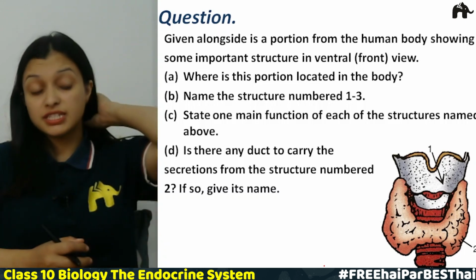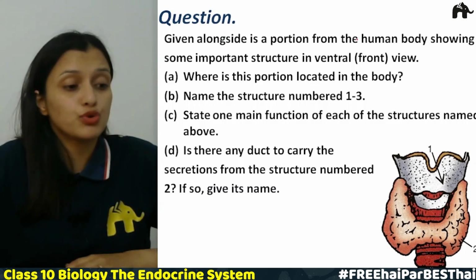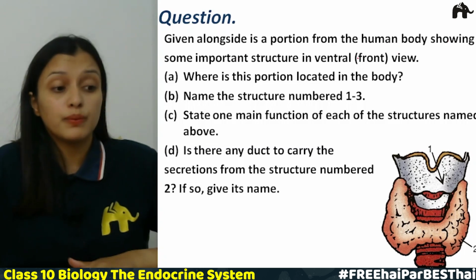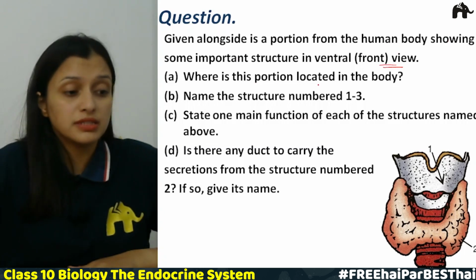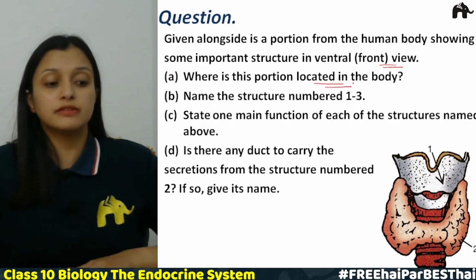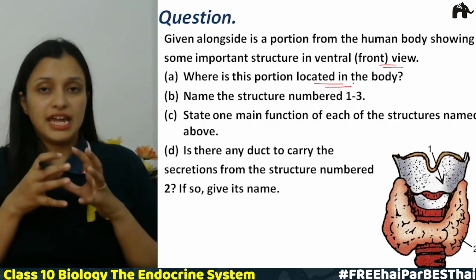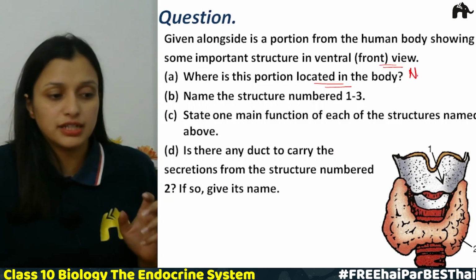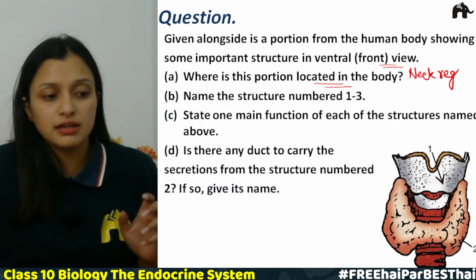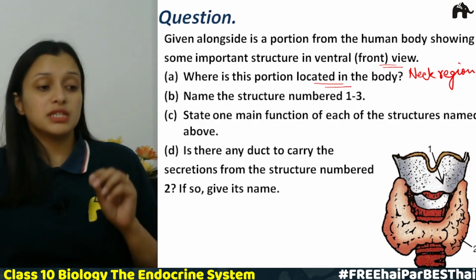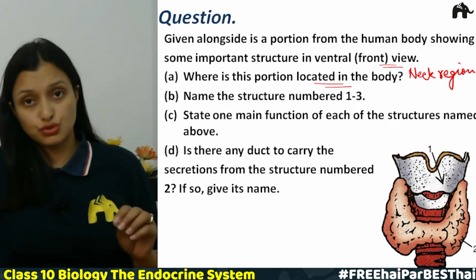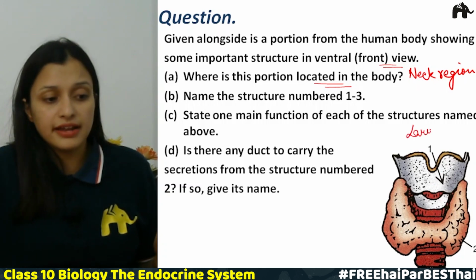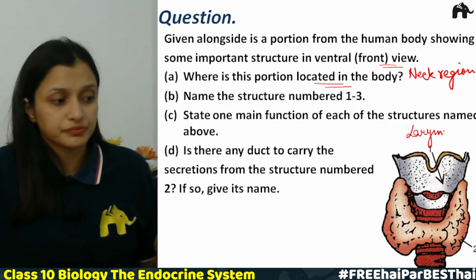The first question is: given alongside is a portion of the human body showing some important structures in the ventral or front view. Where is this portion located in the body? They are showing you the thyroid gland, which is present in the neck region, right? The second is: name the structures numbered 1, 2 and 3. So 1, what is this? This is the larynx, right?